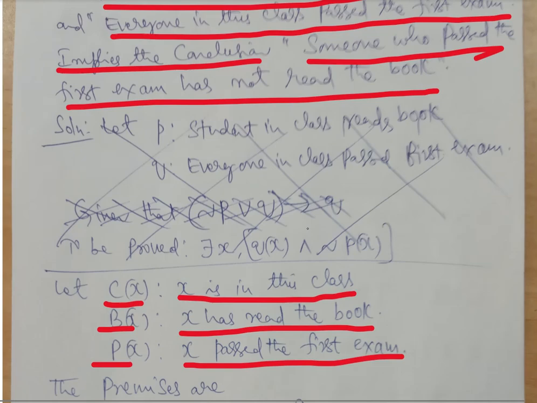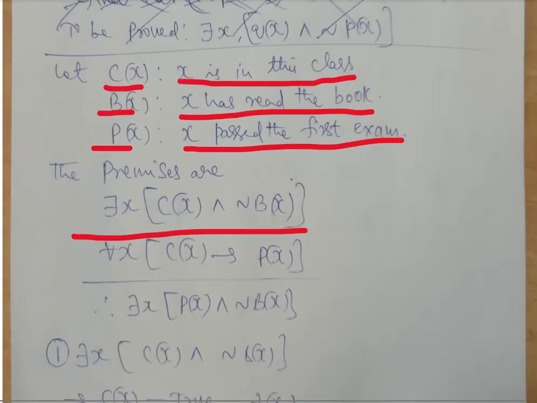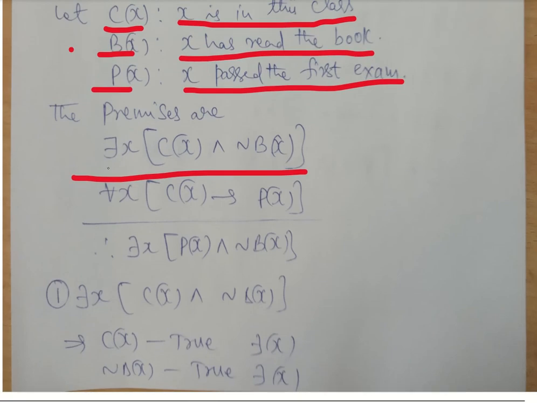For some x, a student in this class has not read the book, and everyone in this class passed the first exam. These are the two opening premises for us. A student in this class has not read the book. A student means someone, not all. A student, one out of 100. If one student has not read the book, we take that as a statement. So there exists a student who is in the class but has not read the book. That is represented as there exists x, C of x, the student is in the class, and negation of B of x, he has not read the book.